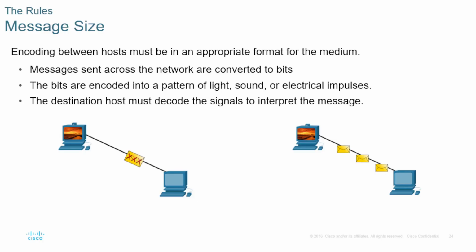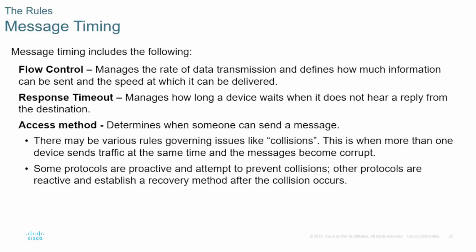Message timing is an important part of network communication, ensuring that data is sent, received, and managed efficiently. One key aspect is flow control, which manages the rate of data transmission and defines how much information can be sent and how fast it can travel. Another is response timeout, which determines how long a device waits for a reply when it doesn't hear back from the destination. The access method controls when a device can send a message on the network.